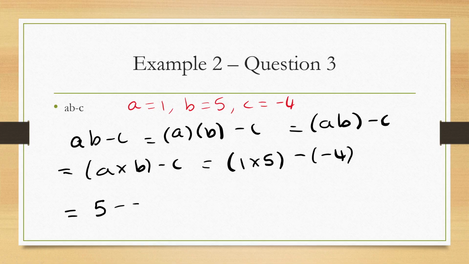Okay, now this simplifies to 5. You just write it as it is. So you do 5 minus and then minus 4. So the c is minus 4 and there's a minus in front of the c. So 5 minus minus 4 is the same as saying 5 plus 4, which is 9.